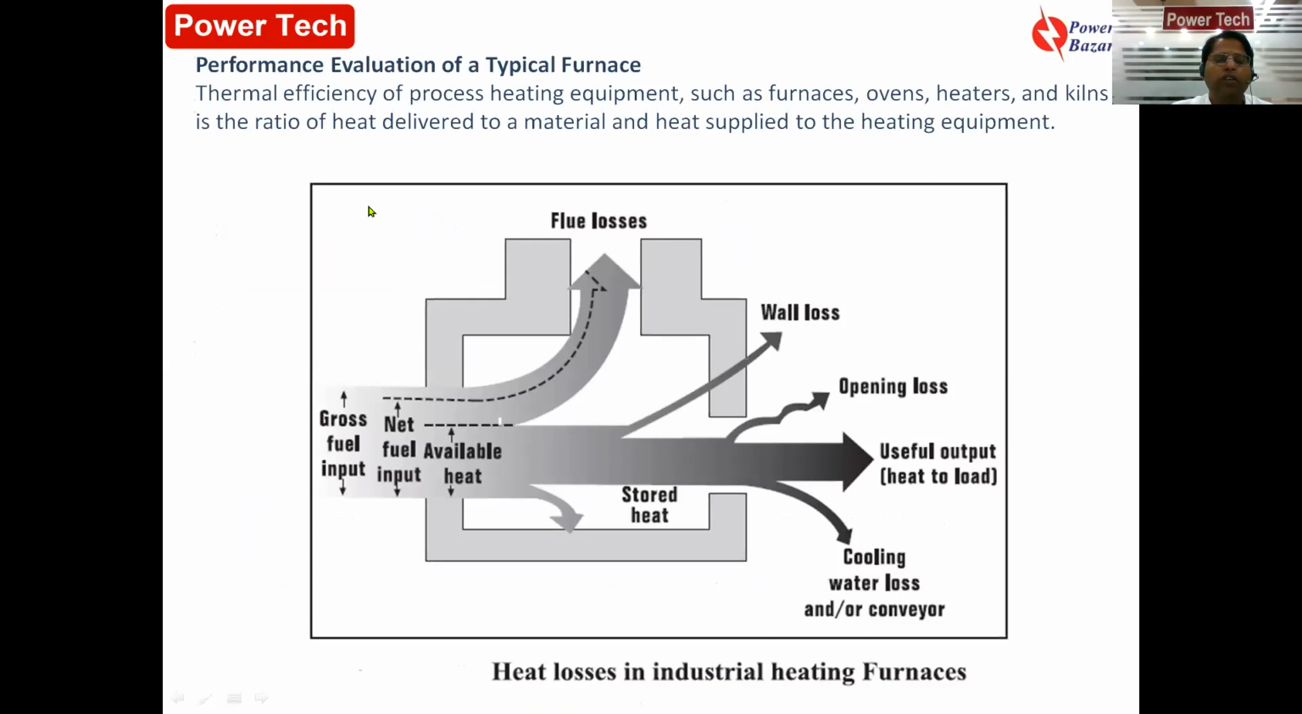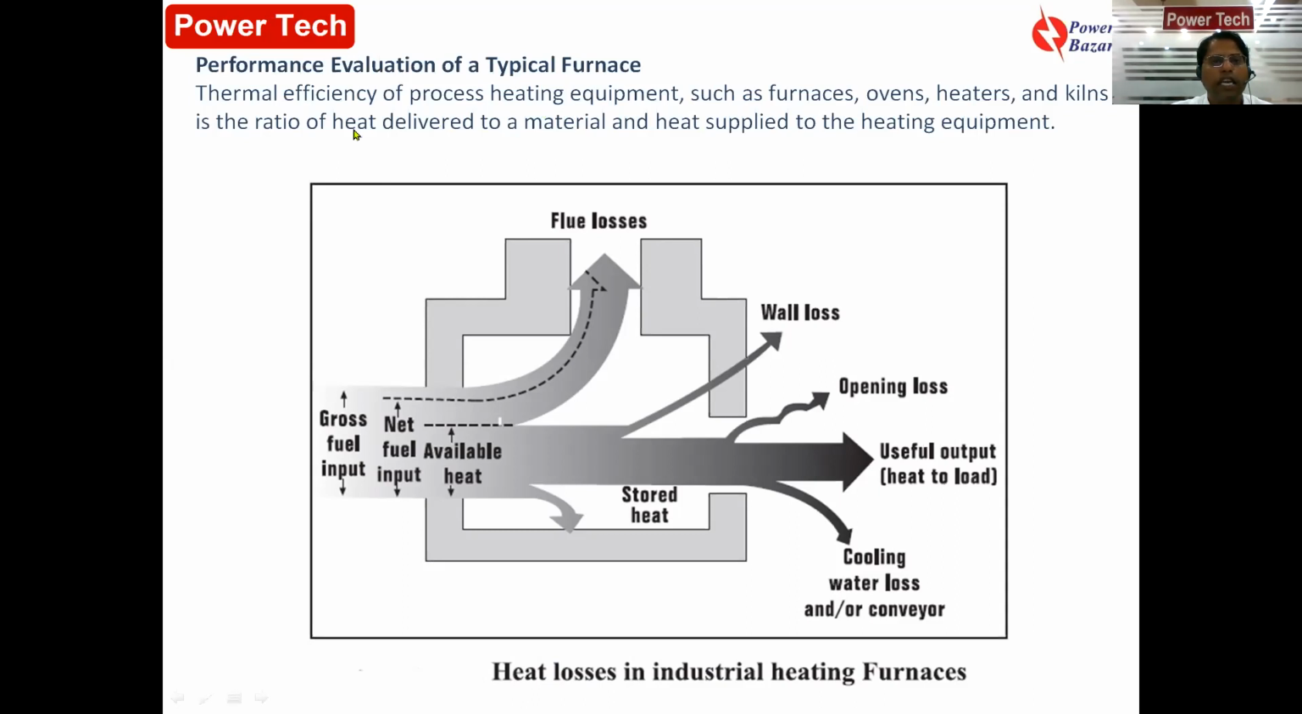Now, how do you evaluate the performance of any furnace? Basically, there can be two methods. One is the direct method, or the indirect method. It is the same as for a boiler, oven, heater, kiln. Anywhere with thermal energy, the heat losses are typically the same. So we need to understand the basic concept so that it will be easier for us to evaluate the performance of any furnace.